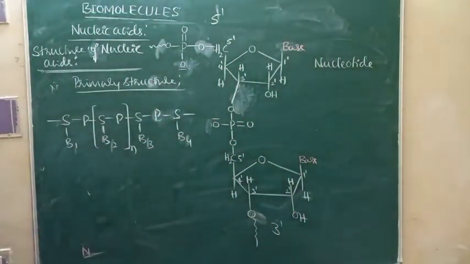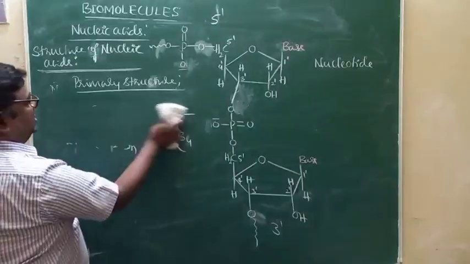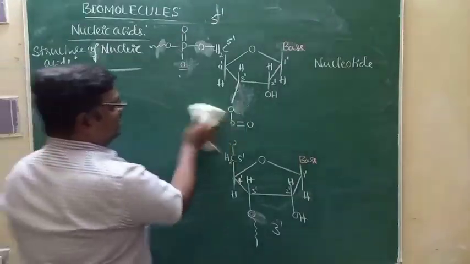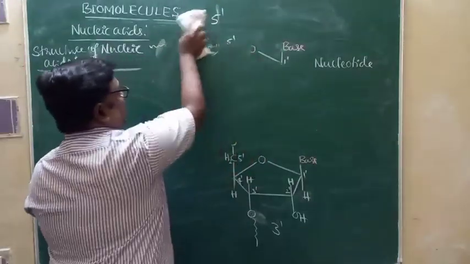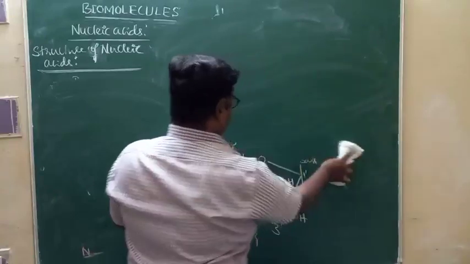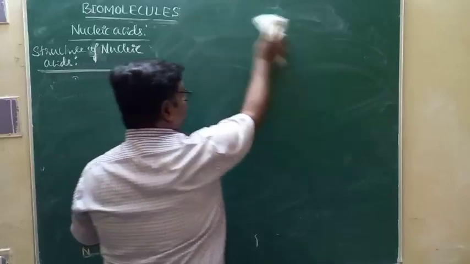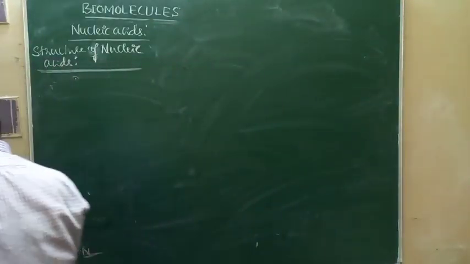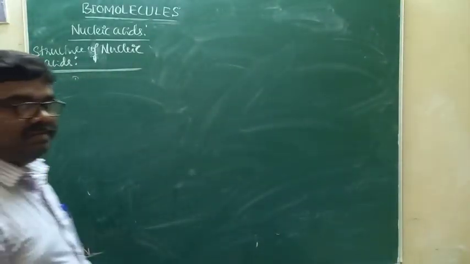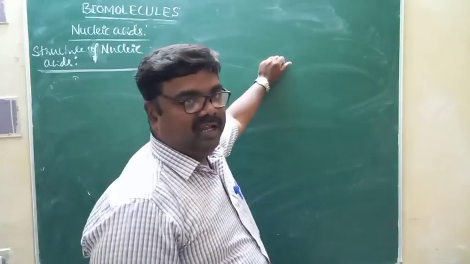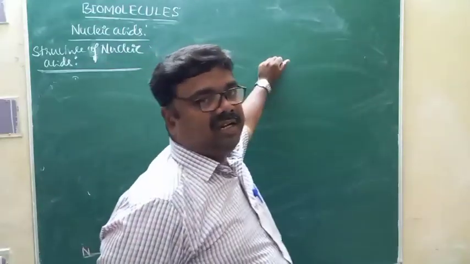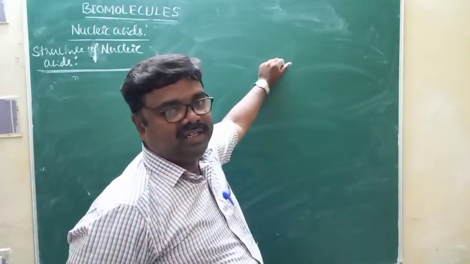Of course, as far as the secondary structure of nucleic acid is concerned, and the secondary structure of DNA, you know, we have two types of nucleic acids. The secondary structure of DNA was given by Watson and Crick. It is popularly known as the Watson-Crick model of DNA.